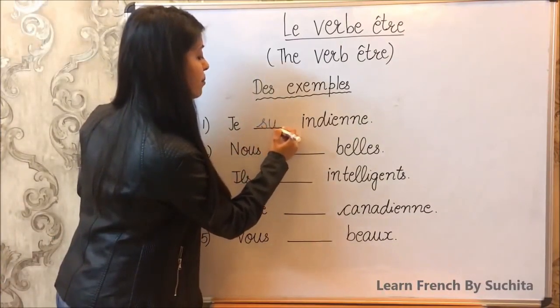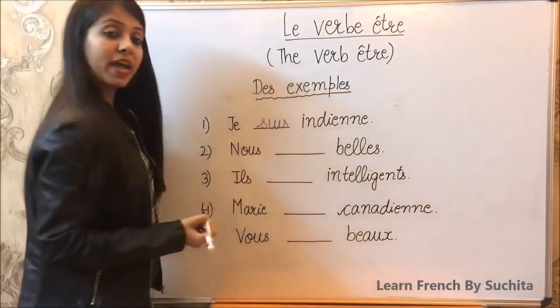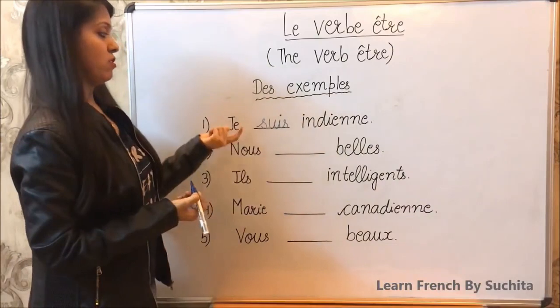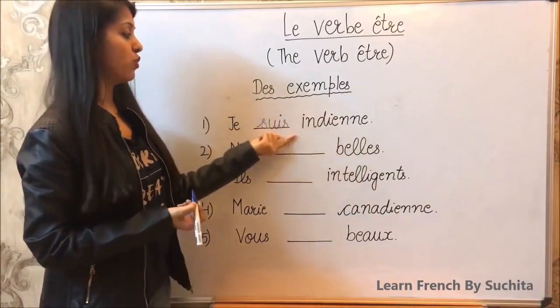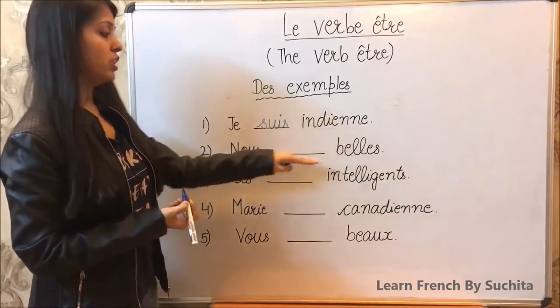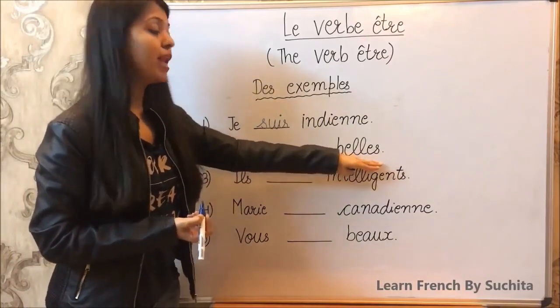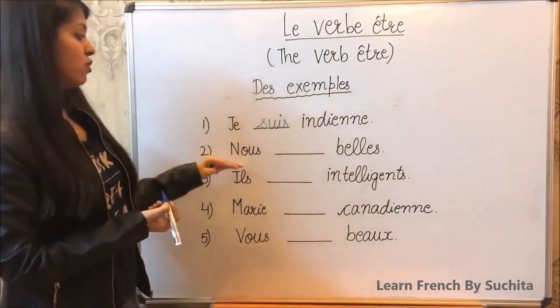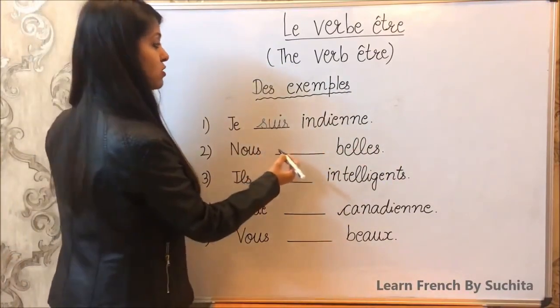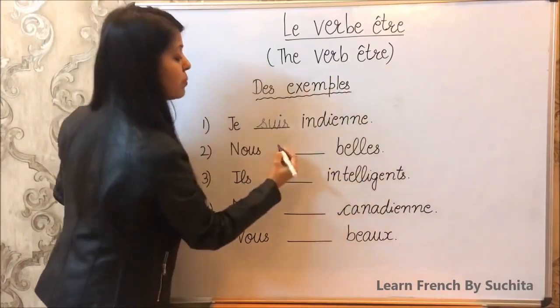So, "I am" in French would be the verb être. So, je suis. So, I am Indian. The verb être. Now, nous dash belle. Belle means beautiful. So, we dash beautiful. We are beautiful. So, what is the correct conjugation of the verb être?